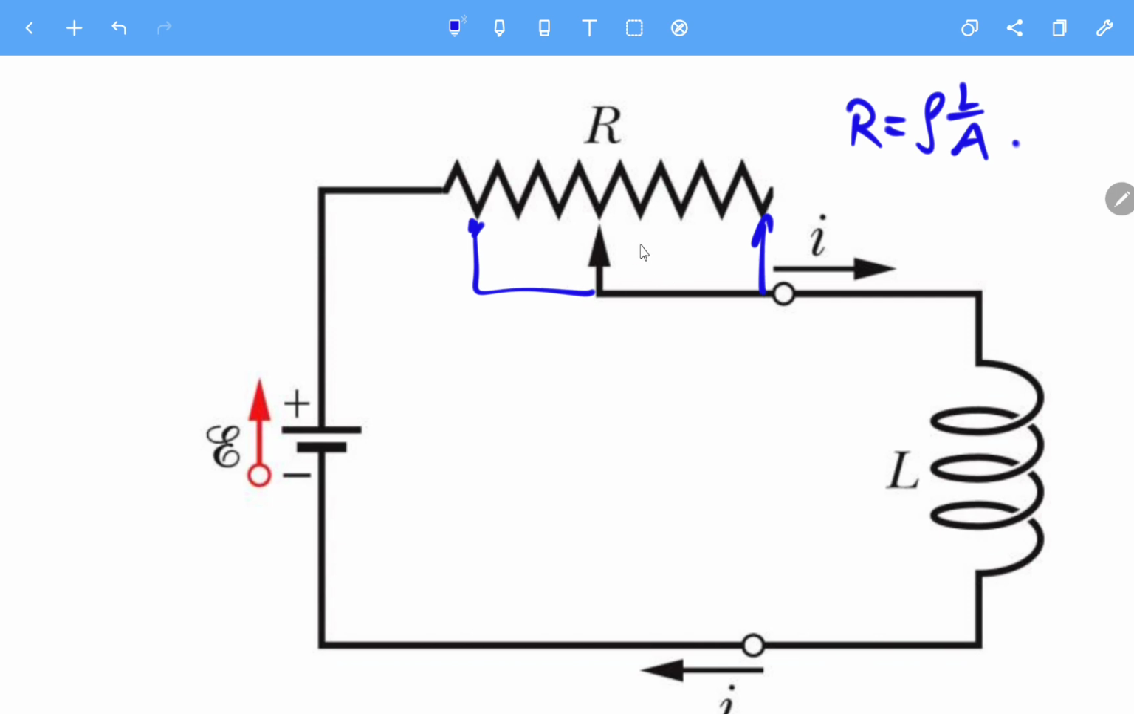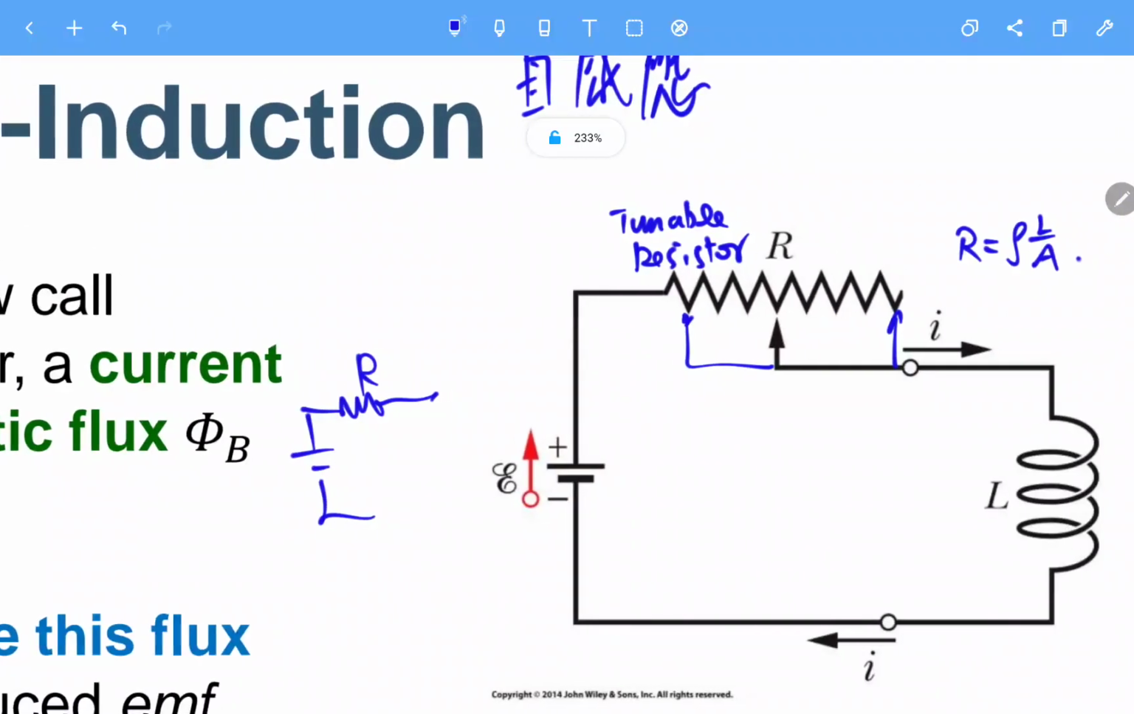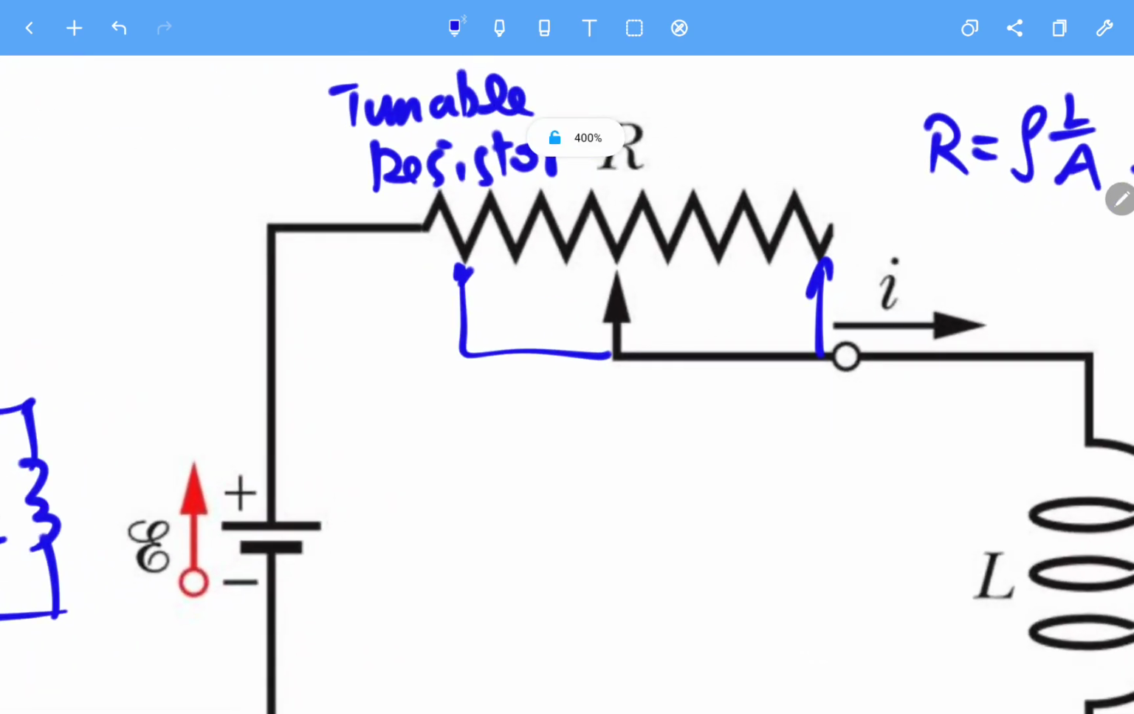This is called a tunable resistor, 可变电阻, which means that we can control this R value. Nothing special. If you just draw a circuit like this, it means the same thing. And then we have an inductor L here. This thing just tells you that you can change the value of R here.